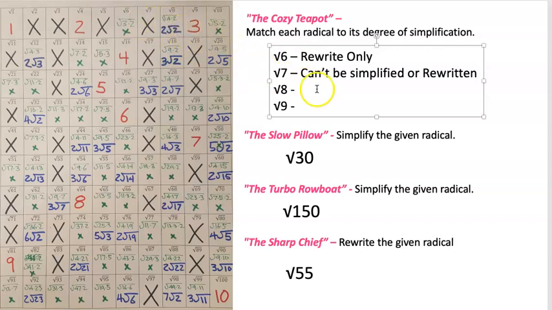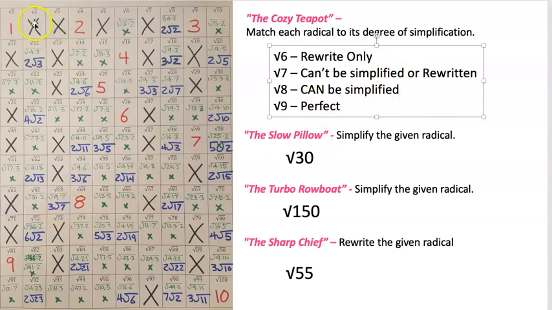So that's going to be a can be simplified. And then the square root of 9 is perfect. Okay, so as you see, the perfect squares, 4, 9, 16, 25. Those numbers should look pretty familiar. That's a perfect square. All right, so those are the four classifications.